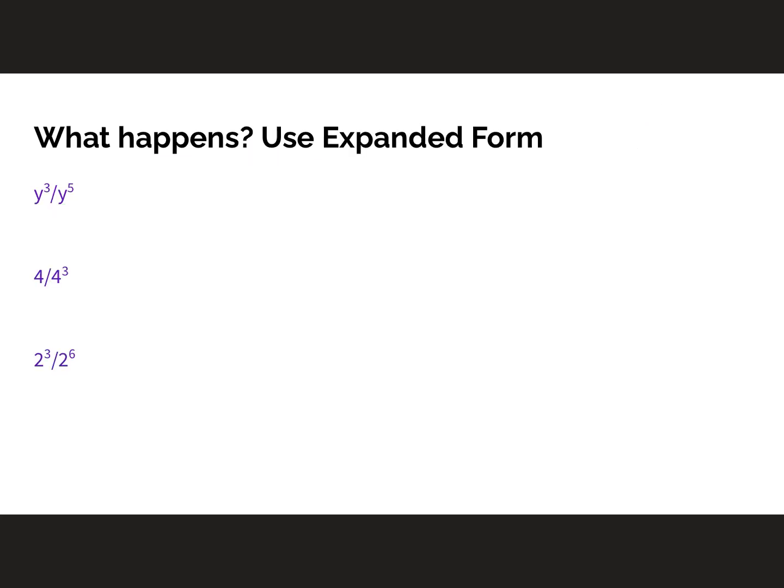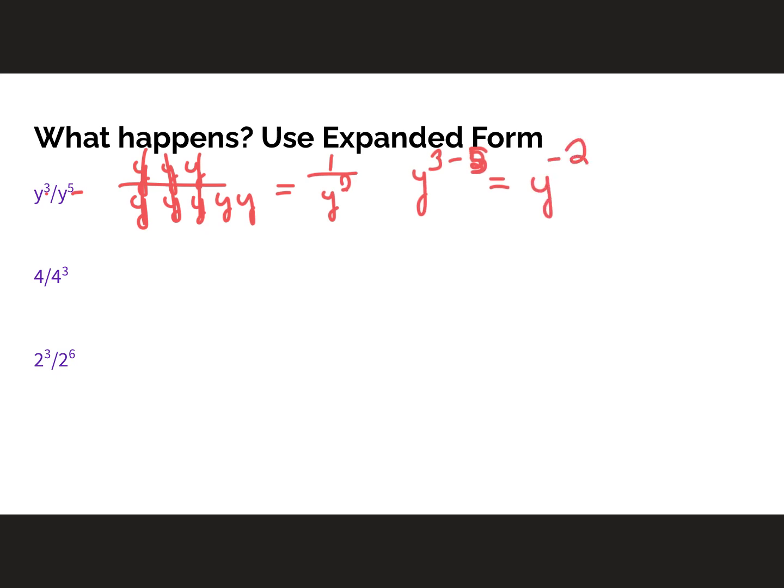Okay, so now let's look at this. What happens here? In the past, when we were doing this, we always had a bigger number on the top than on the bottom. So if I use my expanded form, I get y times y times y over y times y times y times y times y. 1, 2, 3, cancel, and we're left with 2 at the bottom. So that gives us 1 over y squared. And if we did y to the 3 minus 5, that would give us y to the negative 2. So 1 over y squared and y to the negative 2 are the same.